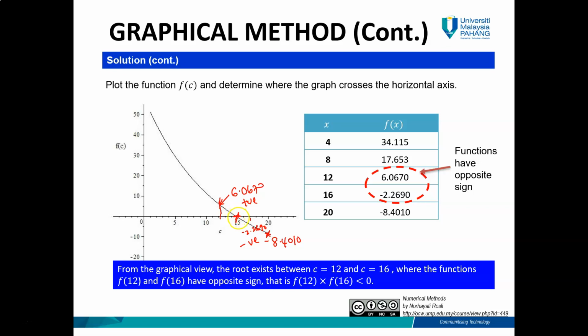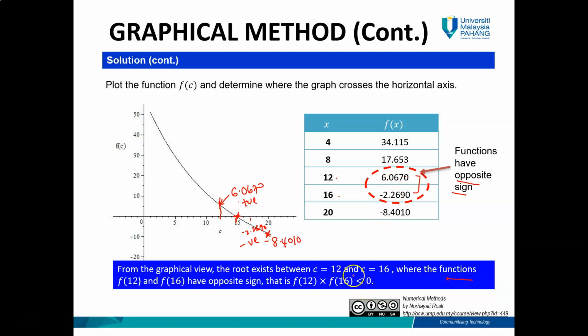This one is a positive sign, this one is a negative sign, and we can see that when the sign changes, the graph will cross the x-axis. Okay, I repeat, when the sign of the value for 12 is positive and the sign of the value for 16 is negative for the f function, you will have a root in between these two values. Means that when the function has opposite signs, the root will be in between these two values. From the graphical view here, we can get the idea.